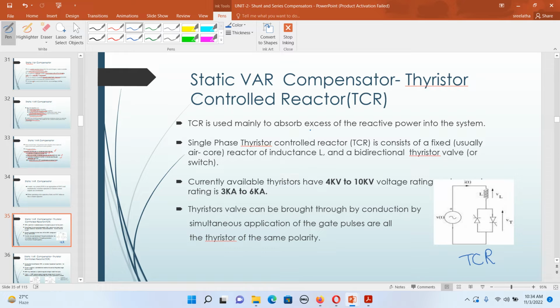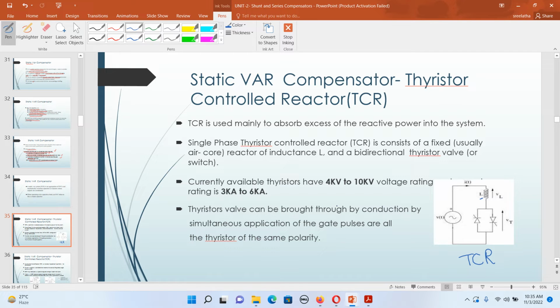TCR is mainly used to observe excess of reactive power in the system. A single phase thyristor controlled reactor consists of a fixed, usually air core reactor of inductance L, and a bidirectional thyristor valve, back to back connected thyristors.